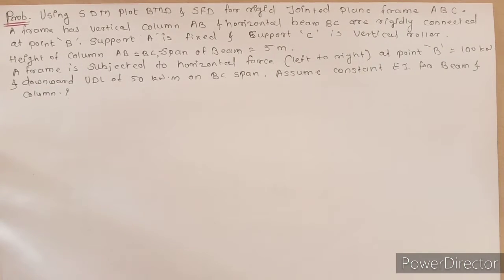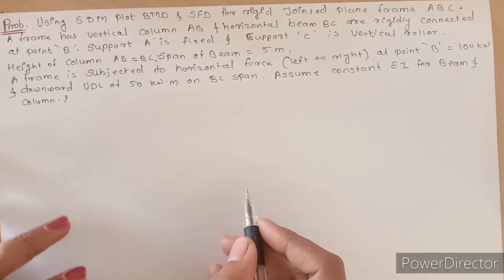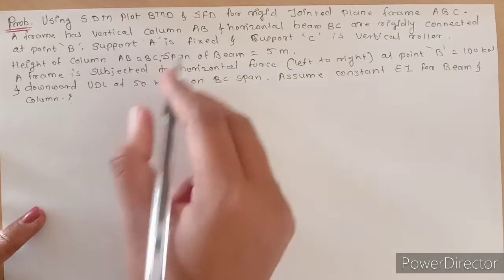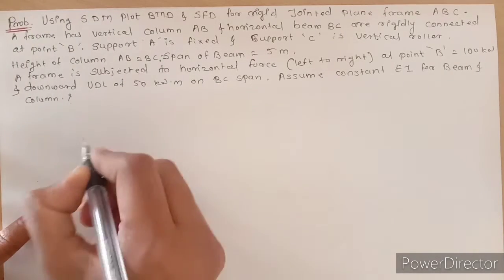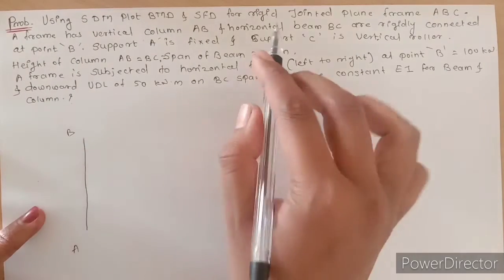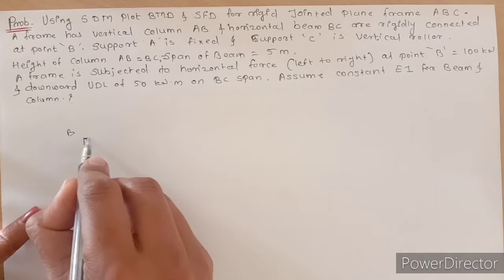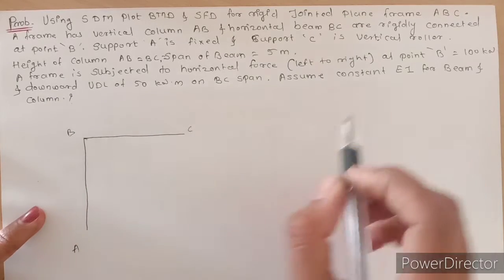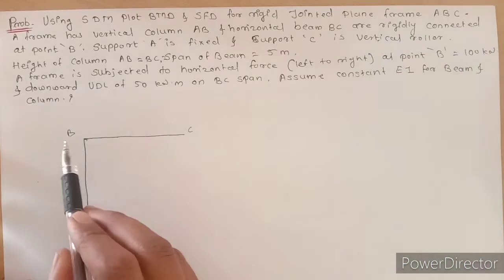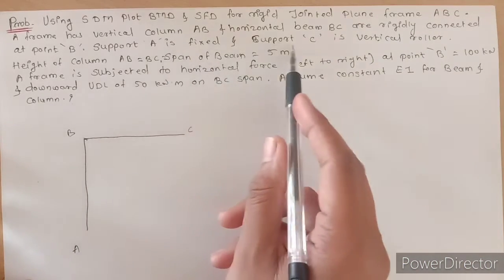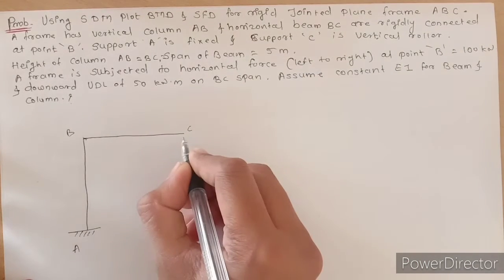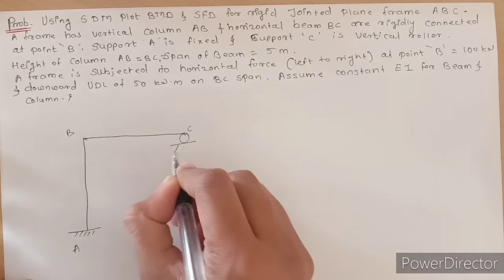A plane frame has vertical column AB and horizontal beam BC. They are rigidly connected at point B. Support A is a fixed support and support C is a vertical roller.